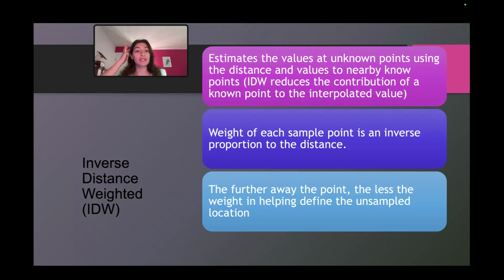Then we have inverse distance weighted, or IDW. IDW estimates values at unknown points using the distance and values to nearby points. IDW is meant to reduce contribution of one known point to that interpolated value. So the weight of each of those sample points is an inverse proportion to the distance. The farther away that point is, the less it is weighted so that it does not too heavily define that unsampled location.